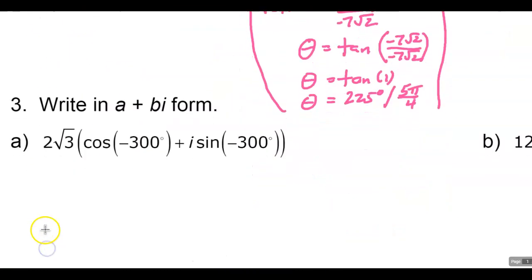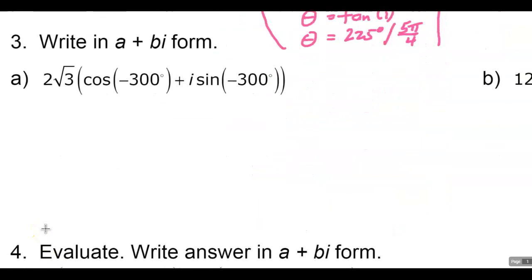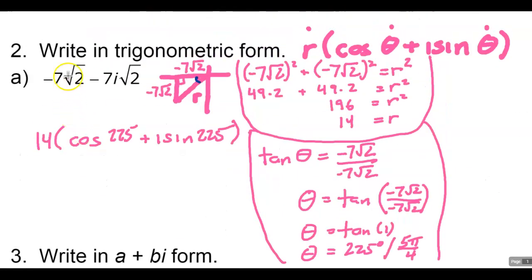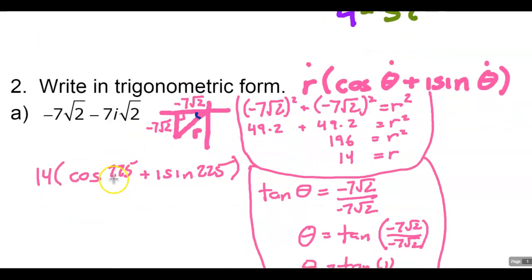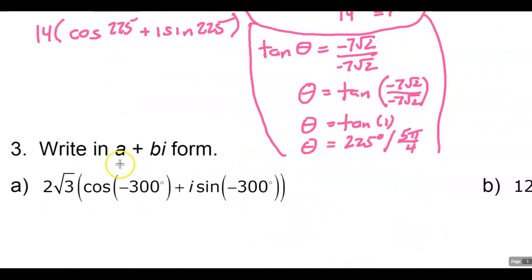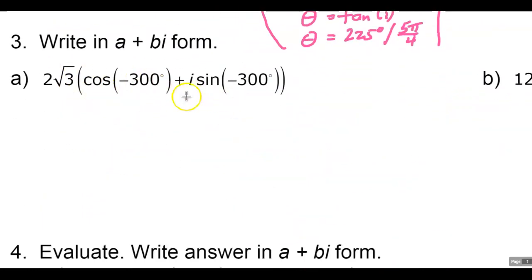All right, let's go down to number 3, and we're going to simplify this. We're going to go the other way, right? So we went from the a plus bi form to trigonometric form. Now we're going to go in reverse. Start off with that and work our way backwards to have a plus bi.